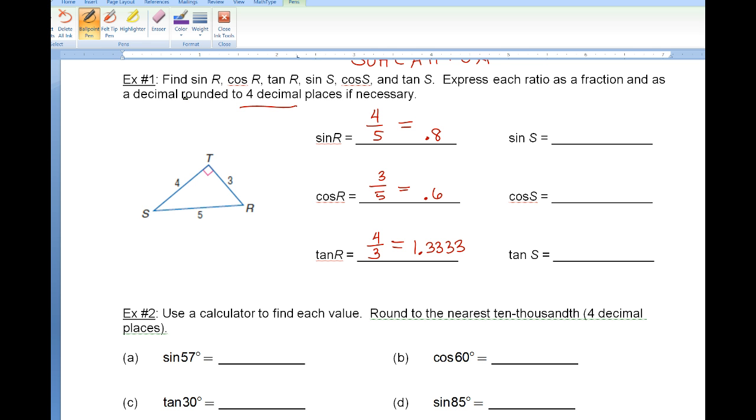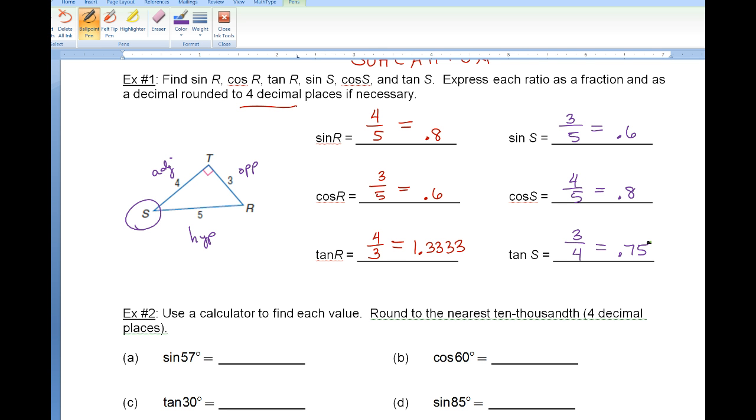All right, sine of s. So now when we look at s, we have a different opposite, adjacent, and hypotenuse. 3 now becomes the opposite. Well, the hypotenuse is still the same. It's basically just the opposite and adjacent get switched. So now sine of s is going to be 3 over 5, which is 0.6. Cosine of s is going to be adjacent over hypotenuse, so that's 4 over 5, which is 0.8. And tangent of s, that's going to be opposite over adjacent, so that's 3 over 4, which is 0.75.